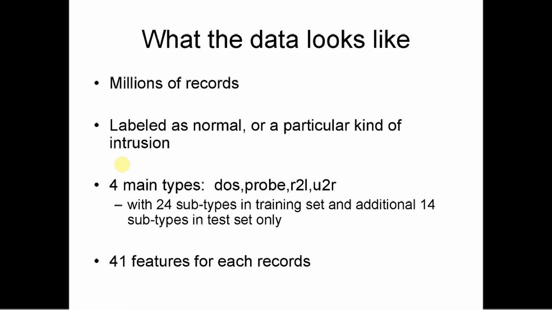First, let's see what the data looks like. In the KDD Cup dataset, there are millions of records, and each of the records is labeled as normal or a particular kind of intrusion. There are four main types of intrusion: DOS, probe, R2L, and U2R. And there are 24 subtypes in the training set and an additional 14 subtypes in the test set only. And there are 41 features for each record.